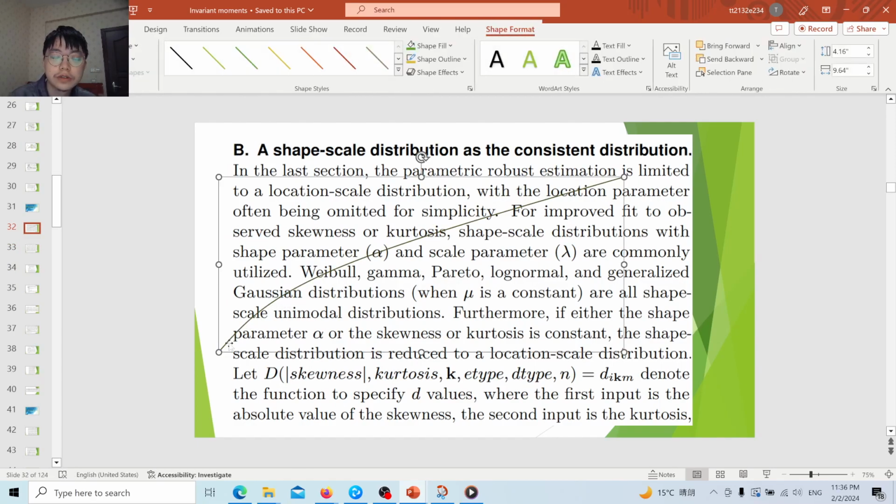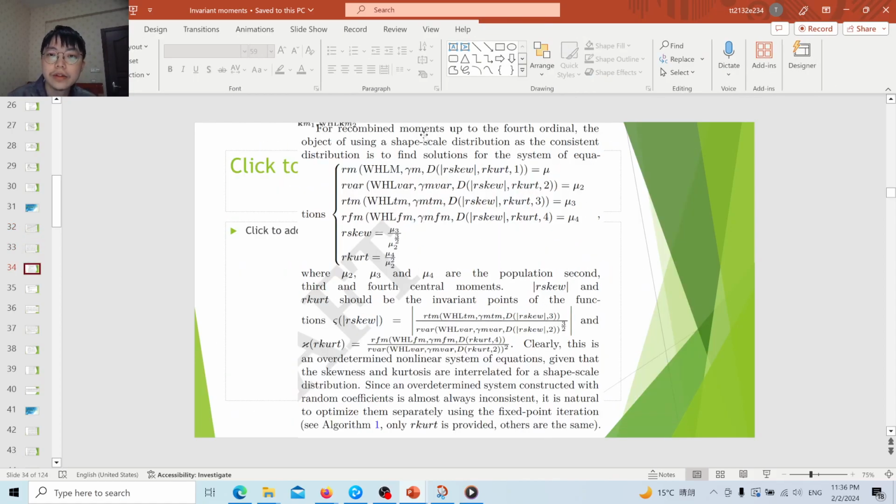This d-value function will increase as the kurtosis increases. We first know a d-value function, and then the recombined moments. It is indeed just finding the solution of the systems of equations, and this is an overdetermined nonlinear system of equations. So we need to determine it separately. First consider the skewness, and then consider the kurtosis.